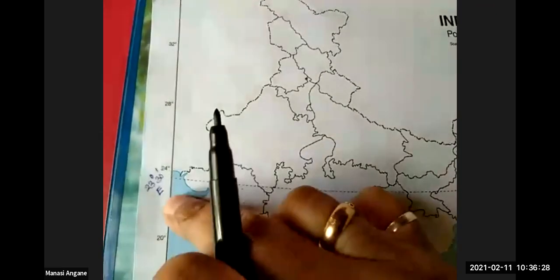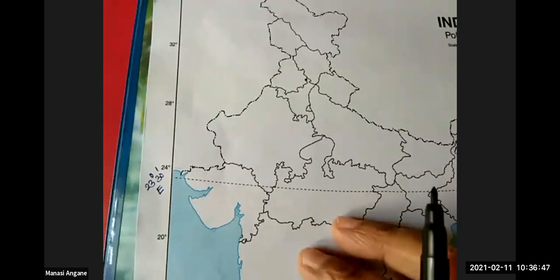That is 23 degrees 30 minutes north, and this is 23 degrees 30 minutes south. So this is the dotted line. Why is this dotted? This is an imaginary line. So that is why this is the Tropic of Cancer. This Tropic of Cancer passes through the northernmost part of India. It doesn't pass through the southernmost part of India.